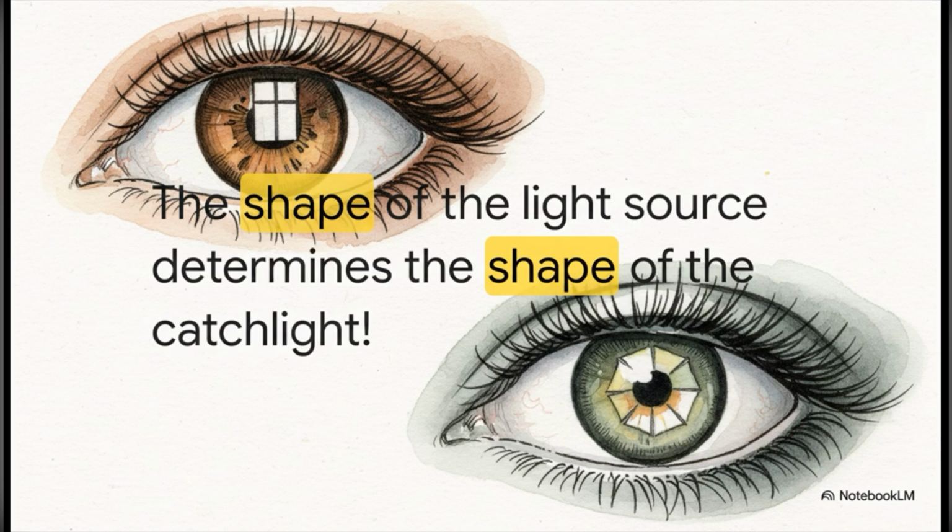If you stand your subject next to a square window, they will literally have cool little rectangular reflections in their eyes. If you use a round photography umbrella, you get a beautiful, natural, round sparkle. You can really get super creative with this.